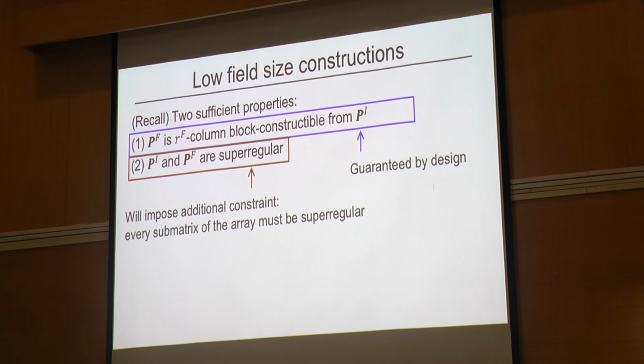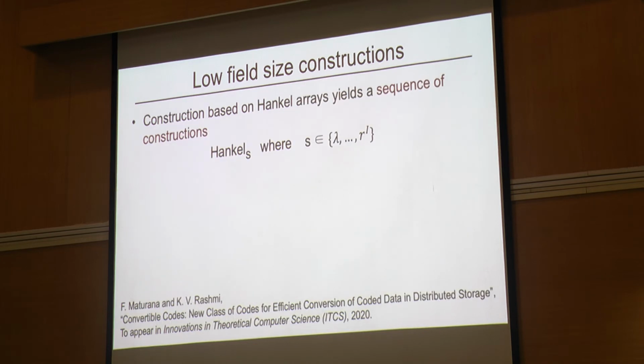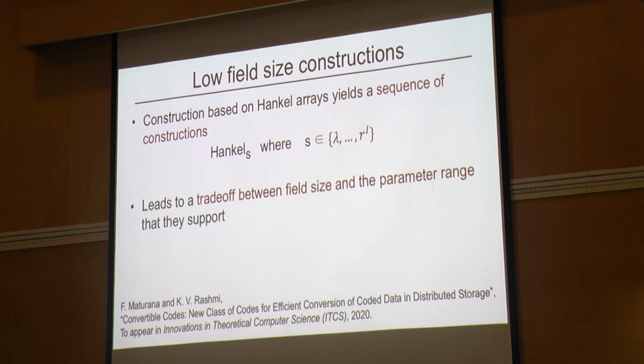So if we can do that, then our Pi and Pf will also be super regular. Okay? And it turns out that there exist algorithms which construct such arrays, which is this Hankel form, and they are super regular, and they were designed in the context of designing generator matrices for classical MDS codes, actually. Okay, so it turns out that these specific constructions are very useful to construct convertible codes. These constructions actually yield a sequence of constructions which we parameterize by S, and it leads to a trade-off between the field size and the parameter range that we can handle.